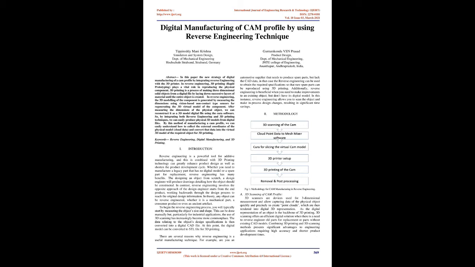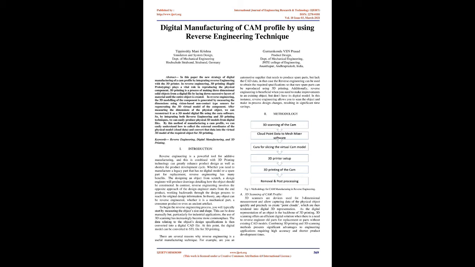After measuring the dimensions of the physical object, we can reconstruct it as a 3D model digital file using the Cura software. So, by integrating both reverse engineering and 3D printing techniques, we can easily produce physical 3D models from digital files. By this method of manufacturing a CAM profile, we can easily understand how to collect the external coordinates of the physical model, cloud data, and convert that data into the virtual 3D model of the required object for 3D printing. Keywords: reverse engineering, digital manufacturing, and 3D printing.